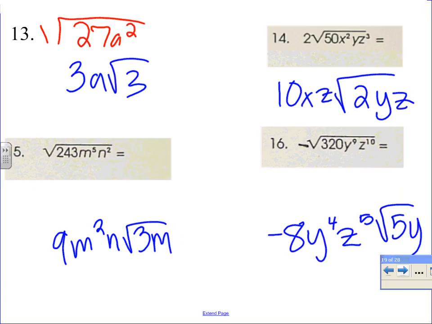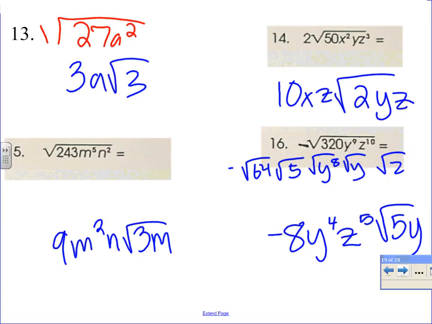Okay, 16. So the easiest way to do this one is to find the largest perfect square that goes into 320. I used 64 and 5. So I changed 320 to be 64 times 5. Leave that negative in front. That negative in front just means it gets put on the answer. So leave that there. y to the 9th, you can change to y to the 8th and y. And then z to the 10th, just leave alone.